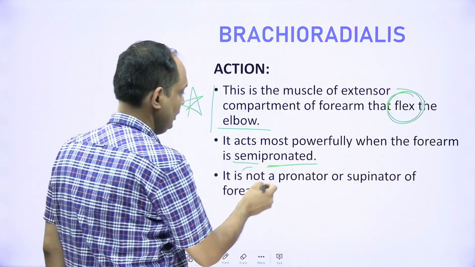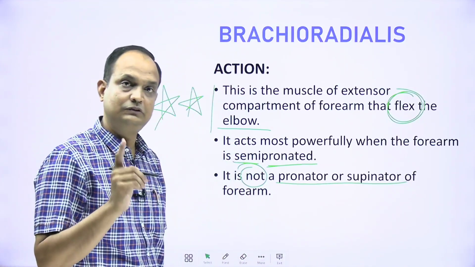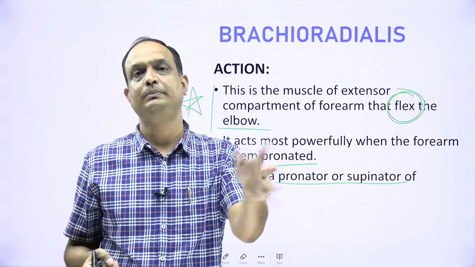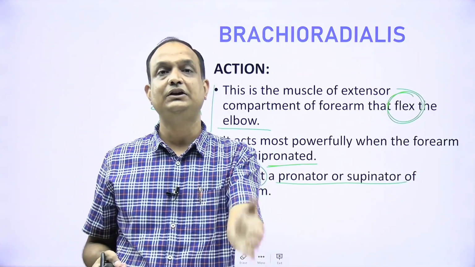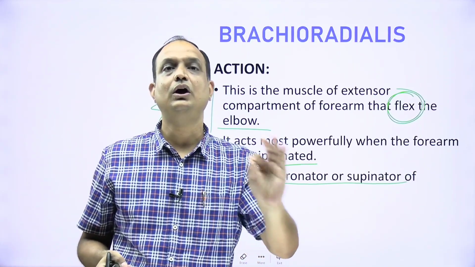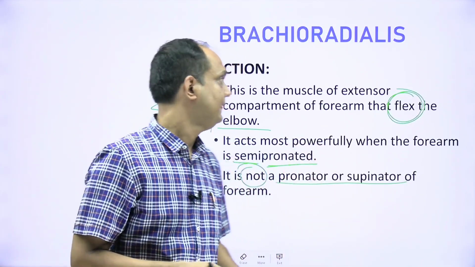It is not a pronator or a supinator. So this should be very clear that brachioradialis is not helpful in pronation and supination. It is causing the flexion of your forearm at the elbow joint, and it is not acting on the wrist joint.